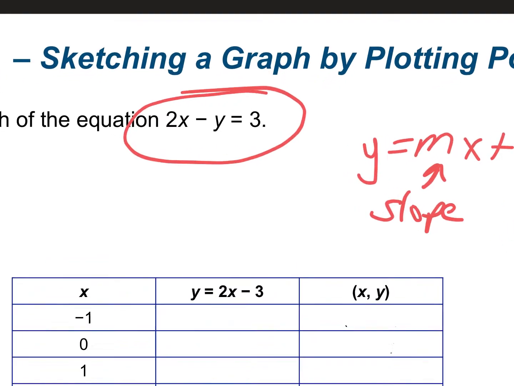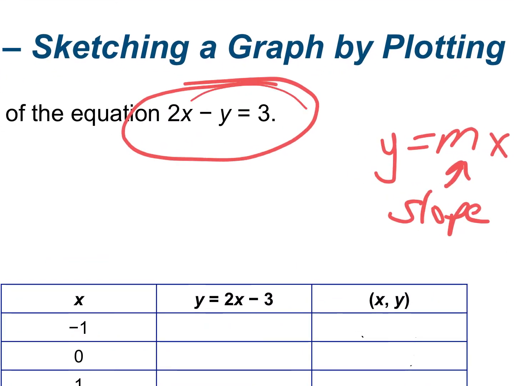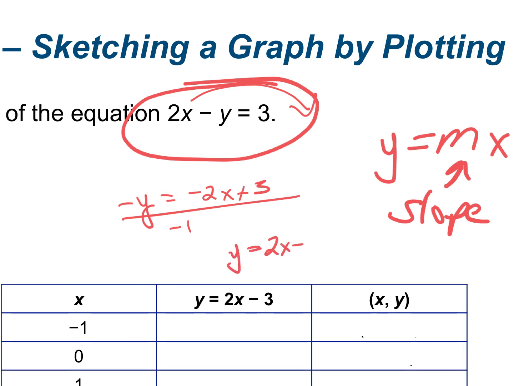So if I were to get this equation into y equals mx plus b, I'd move 2x over, so I'd have negative y equals negative 2x plus 3. Divide everything by negative 1, so our y is positive. So I have y equals 2x minus 3, where my slope is 2, my y-intercept is negative 3, and we'll talk more about this tomorrow.